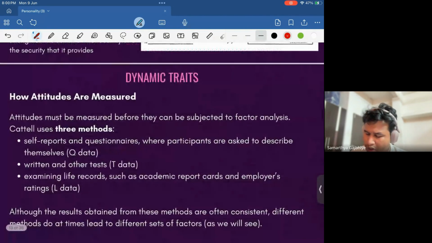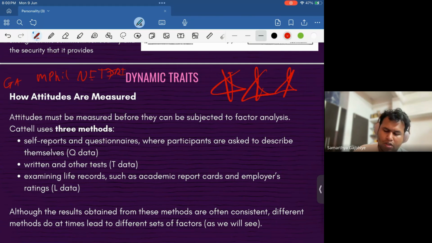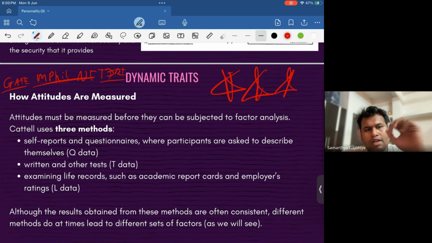Okay. Oh, this is very important. Very, very important. This is asked so many times in MPhil also, in NET JRF also, in GATE also. I am tired of getting this question wrong. इस साल भी आया था ये 2-3 एग्जाम्स में. How attitudes are measured through Cattell's methods, but it's taken by everyone. Okay. Cattell uses 3 methods. Okay.